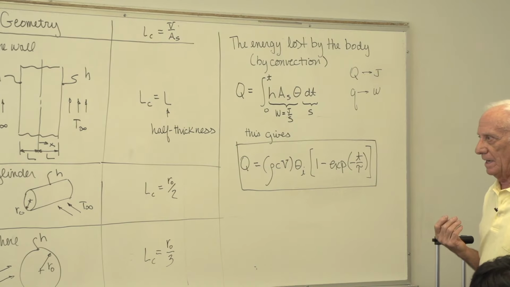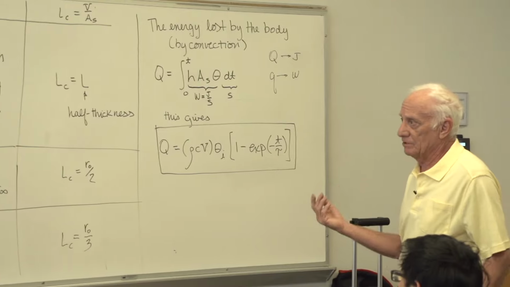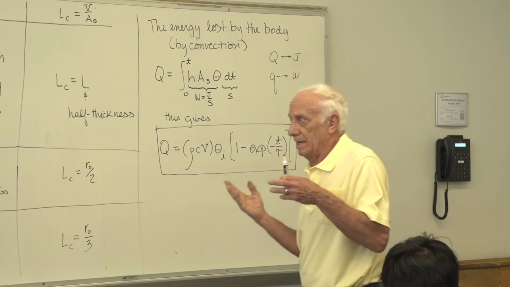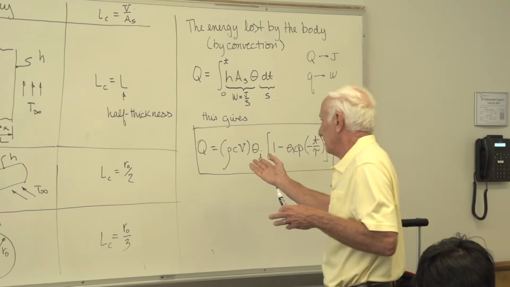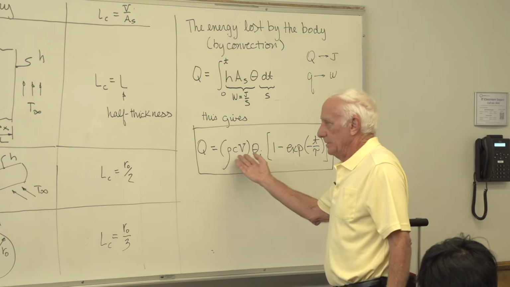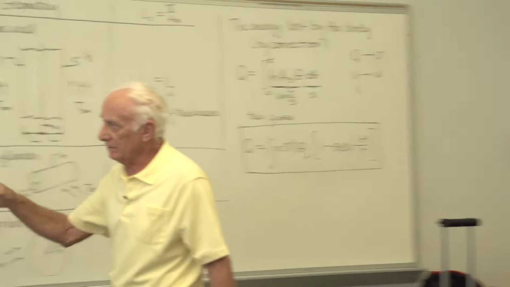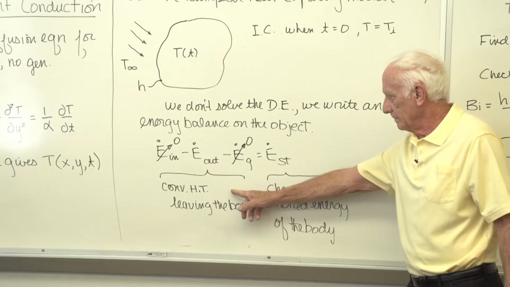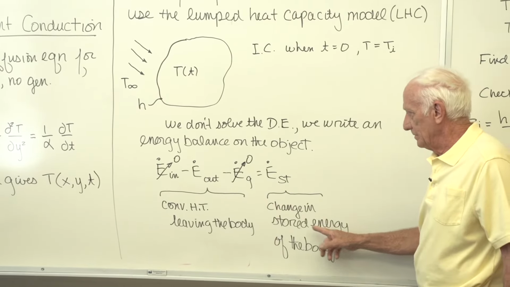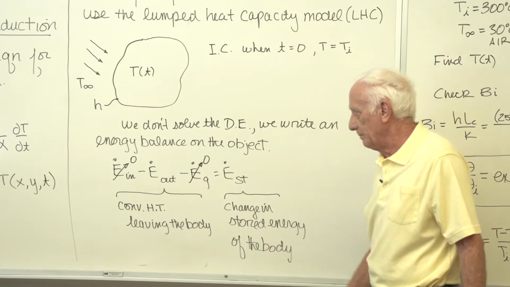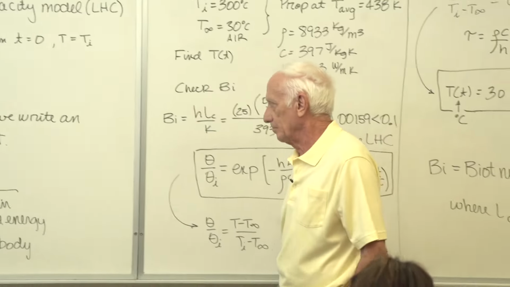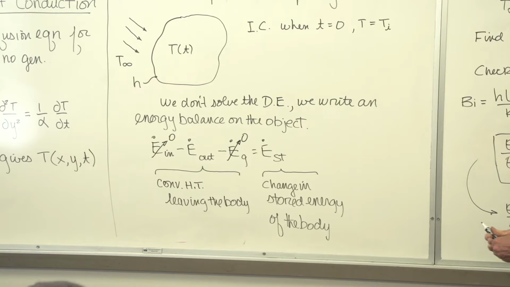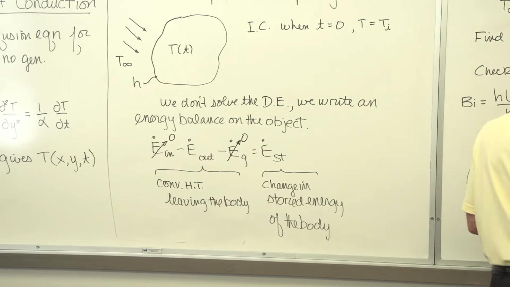Now you say, well, how much heat transfer has occurred? How much energy has gone out by convection? It's the same answer. The change in internal energy is the same as the amount of energy lost by convection. It says it right here. Change in storage is the same as how much energy goes out of the body by convection. Okay. All right, any questions on that then?